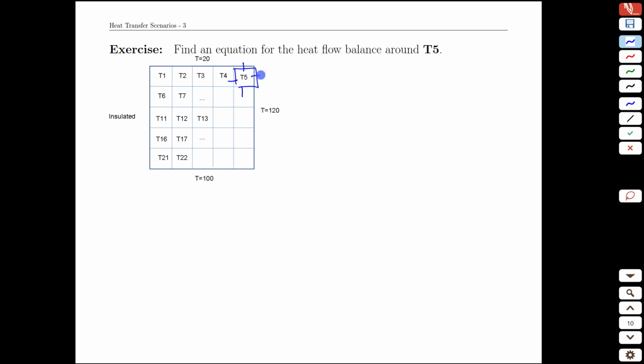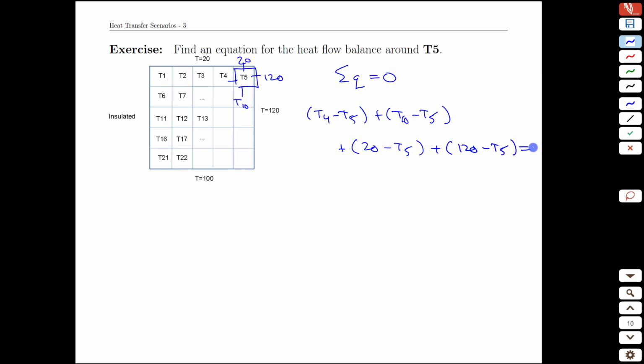This time we will definitely be transferring heat in 4 directions. If we add up the Q's equaling 0, just have to make sure that we keep the 120 and the 20. So we already know that this temperature is going to be somewhere between 20 and 120. If we factor in the other ingredients, though, we'd have the same kind of form. Let's take the T4 minus T5. The heat flow from 7, 8, 9. This will be T10. We'll have T10 minus T5. Then we'll have the 20 minus T5 and the 120 minus T5 equals 0.